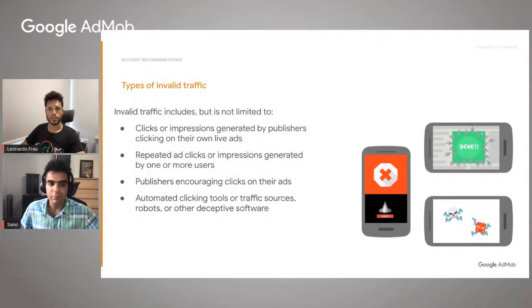Moving on to the types of invalid traffic, there are four basic types. The first is clicks or impressions generated by publishers clicking on their own live ads. The second is repeated ad clicks or impressions generated by one or more users. The third is publishers encouraging clicks on their ads by placing the ads very close to the content. And the fourth is automated clicking tools or traffic sources such as bots or other deceptive software.